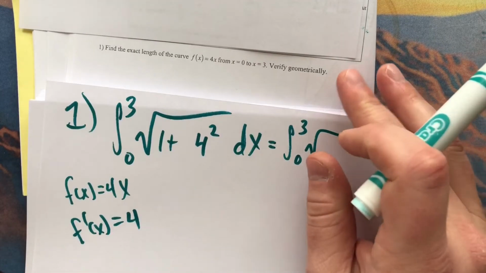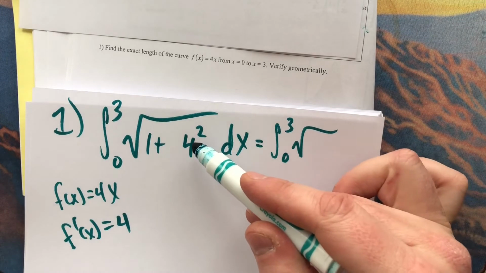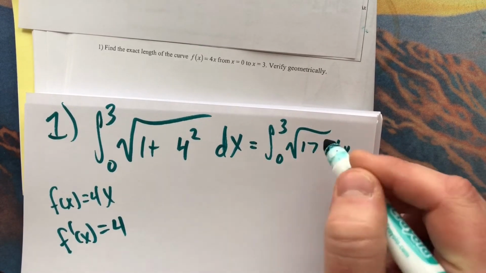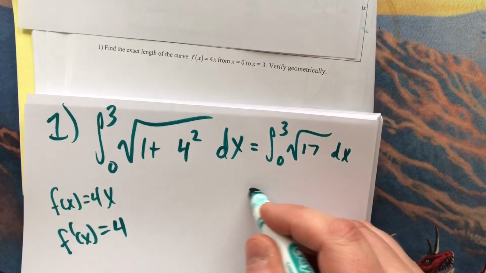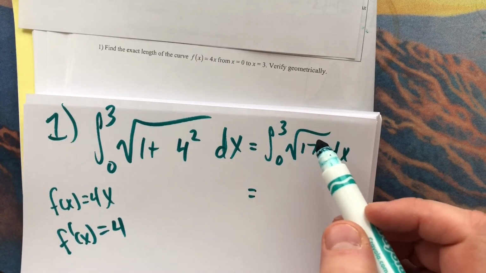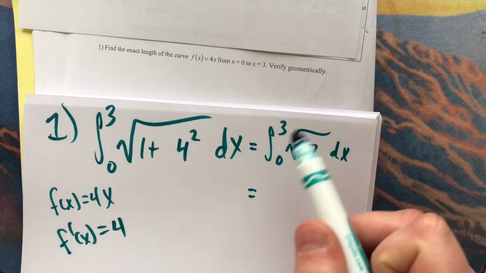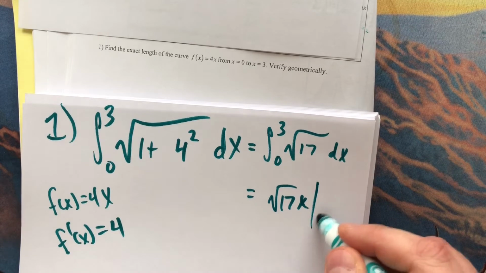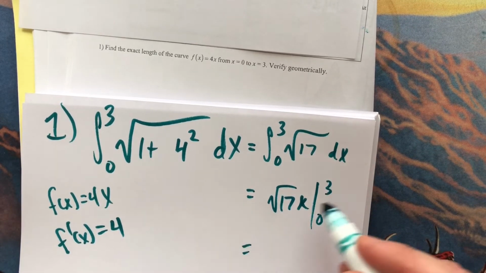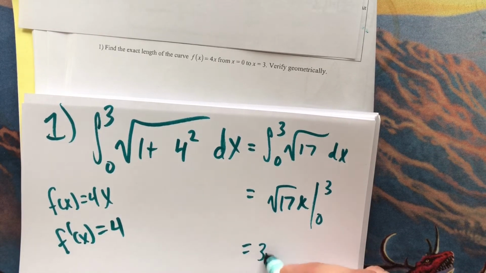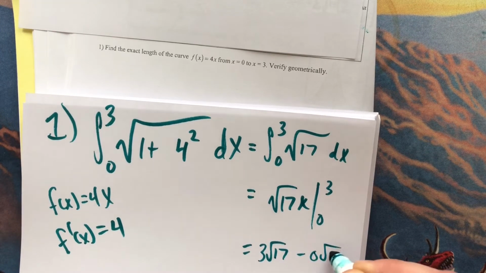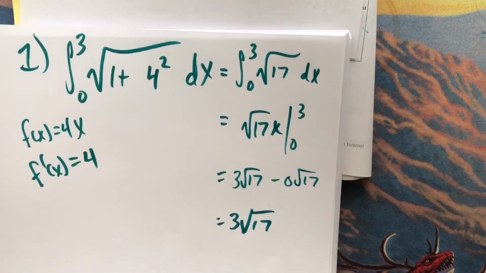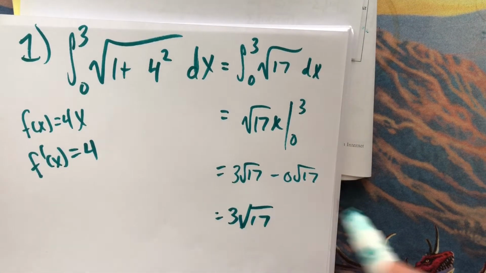So, well, 4 squared is 16 plus 1, 17. I could do this integral by hand. Because this is just a number, right? So that means that the integral of this number is just root 17x evaluated from 0 to 3. So then it's going to be 3 root 17 minus 0 root 17. So I got 3 root 17 as my exact answer.